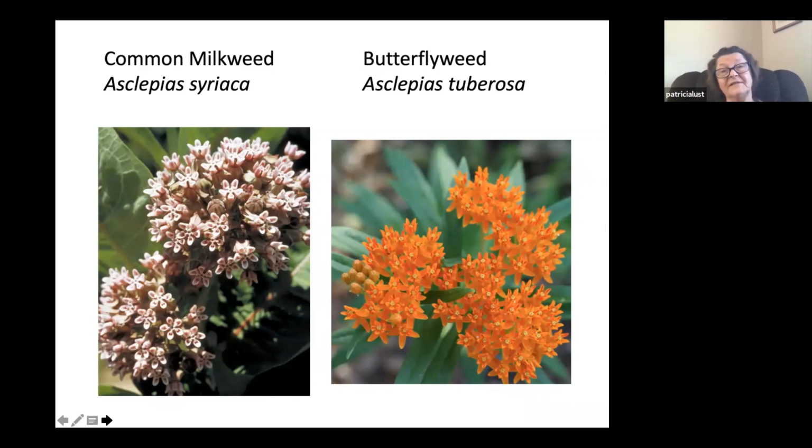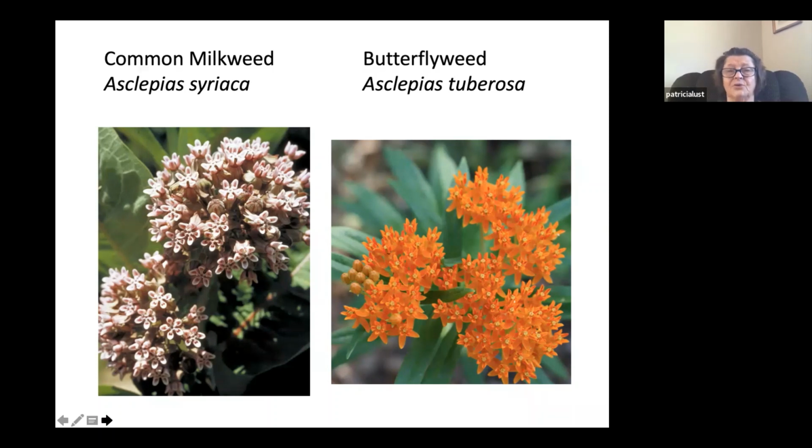Both of these, all the Asclepias, and there are quite a few of them that are native in Virginia, but all the milkweed category, excuse me, are the plant hosts for the larval stage of the monarch butterfly. So it's really important, given we all love monarch butterflies, it's really important to keep these in our environment.